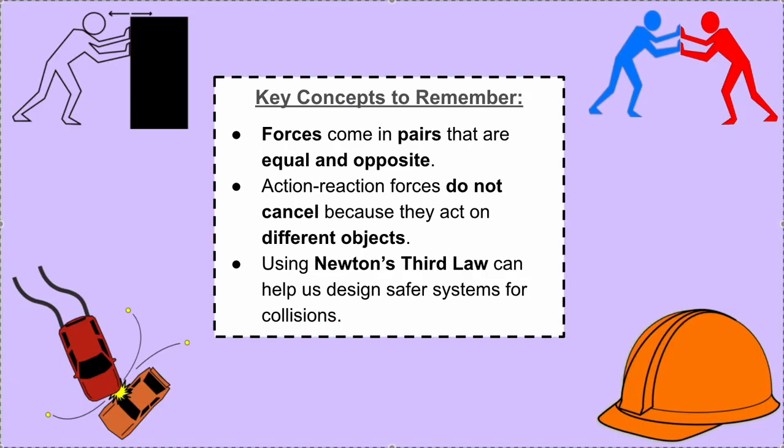Here's your quick recap. Forces come in pairs, equal and opposite. They don't cancel out because they act on different objects. Designers and engineers use this law to make everything from airbags to rockets safer and more efficient. So next time you throw a ball, hop off a swing, or ride in a car, remember every action has an equal and opposite reaction. And understanding those reactions, that's what's helping us design a safer, smarter world.